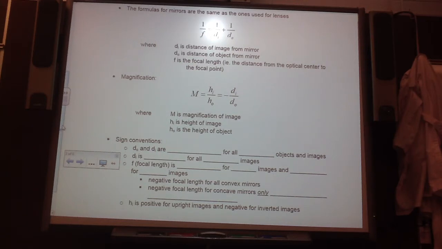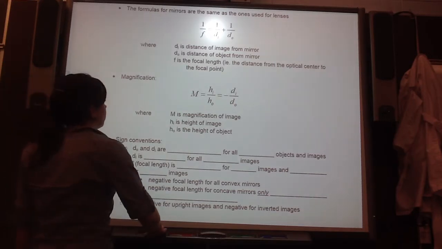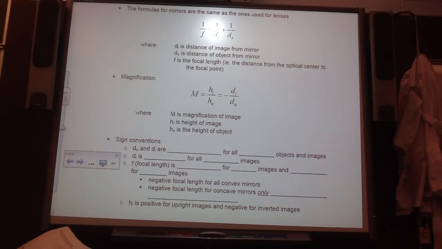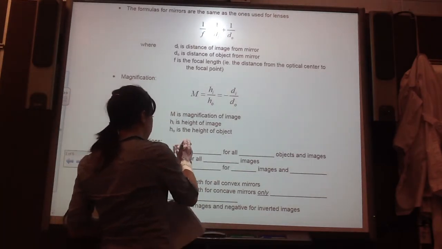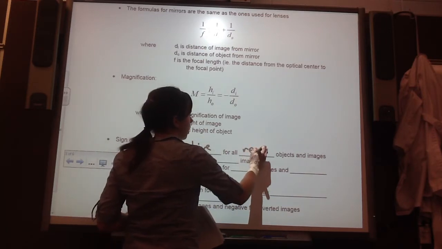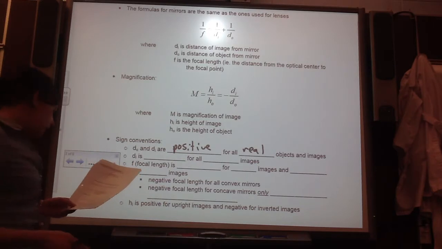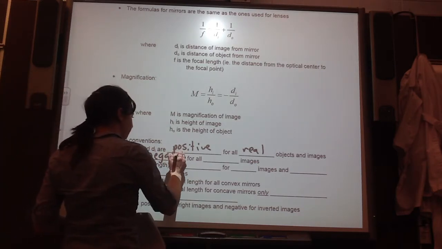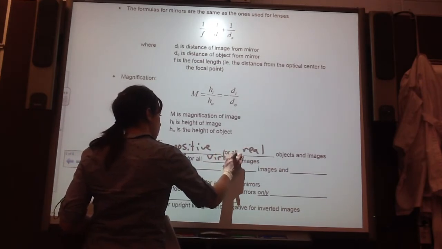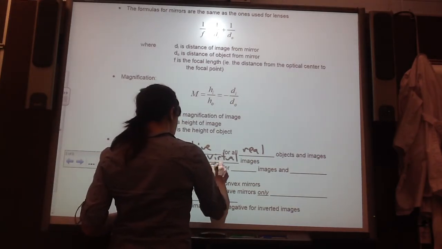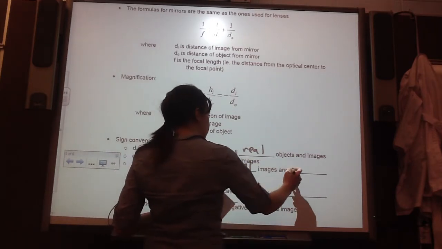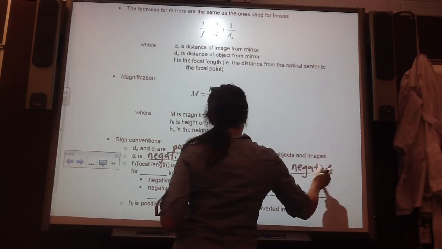So now we'll finish your notes from your mirrors lesson. We use the same formulas, but there's a couple differences when we look at our results for negative and positive. When you have DO and DI results, they are positive for all real objects and images. That's still the same. DI is negative for all virtual images. The focal length is positive for real images and negative for virtual.